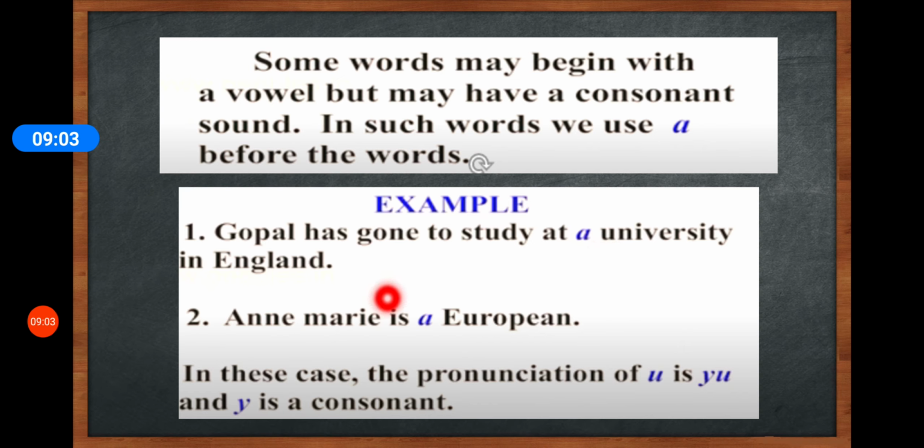Similarly, Annie Mary is a European. European, I just told you. Again, the sound it is creating is U. In these cases, the pronunciation of U is U and Y is a consonant. So, for a consonant sound, the reason is, if somebody asks you, you should be ready with the reason. You should be able to tell the answer. Although E and U are vowels, the sound they create is a consonant sound. That is the reason we'll use the article A.